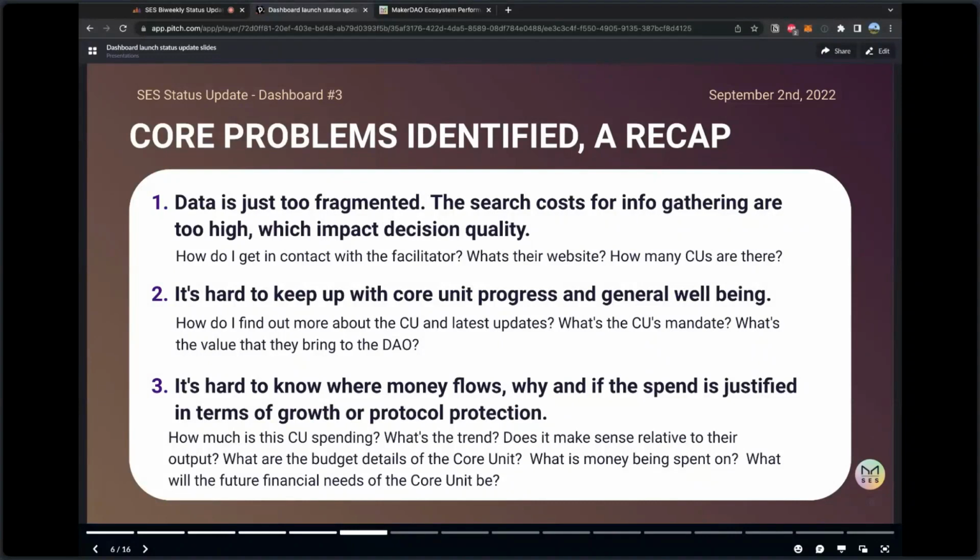And one that has been talked about quite a bit, if you ever venture into the forum, is this notion of money flow. Where does the money go? How is it being spent? How should that spend be justified? A lot of questions here hopefully can be answered within the dashboard, such as how much is a core unit spending? What's the trend of that spend? And even being able to see, to a degree, exactly what money is being spent on.